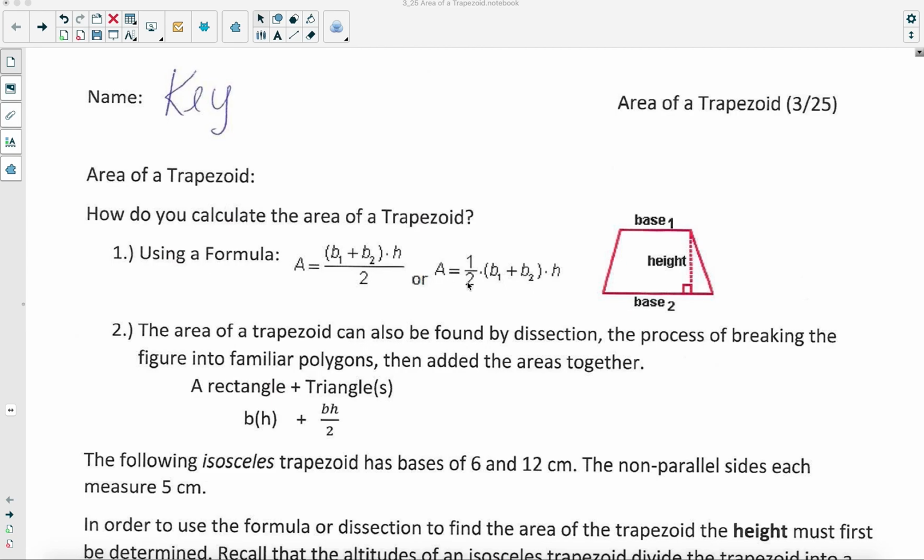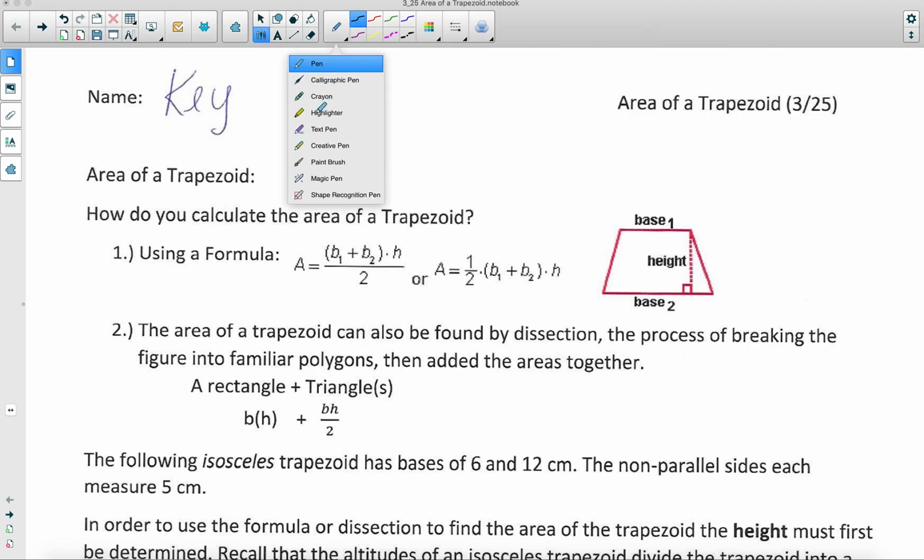So as you know, a trapezoid is a quadrilateral. Trapezoids have a pair of parallel sides known as the bases and a pair of non-parallel sides. We're going to talk about how to find the area of a trapezoid, and that also means this will work for an isosceles trapezoid. So there's two ways we focus on finding the area of a trapezoid.